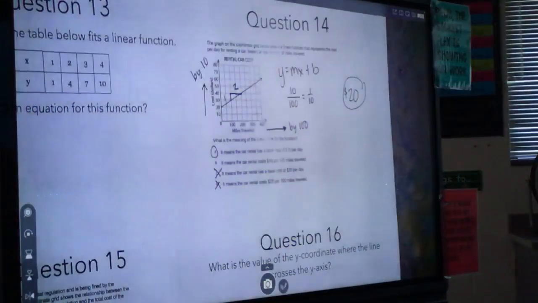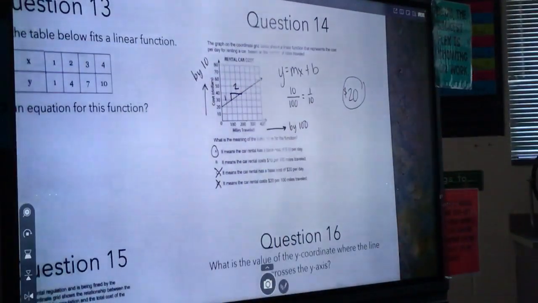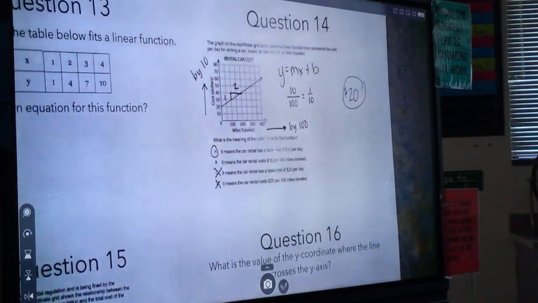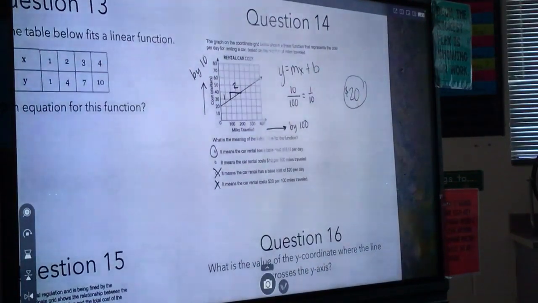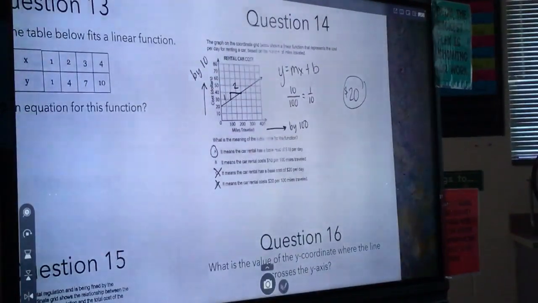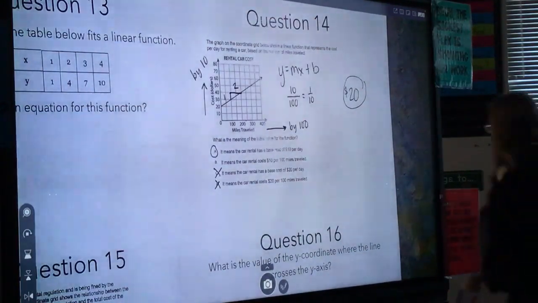Have you guys done number 16? I did. All right, do number 16 real quick, and then we'll go over. You said B was no. It just says what is the value of the y coordinate where the line crosses the y-axis. So, do you have information on that graph? Oh yeah. Find this information. Let's try it.